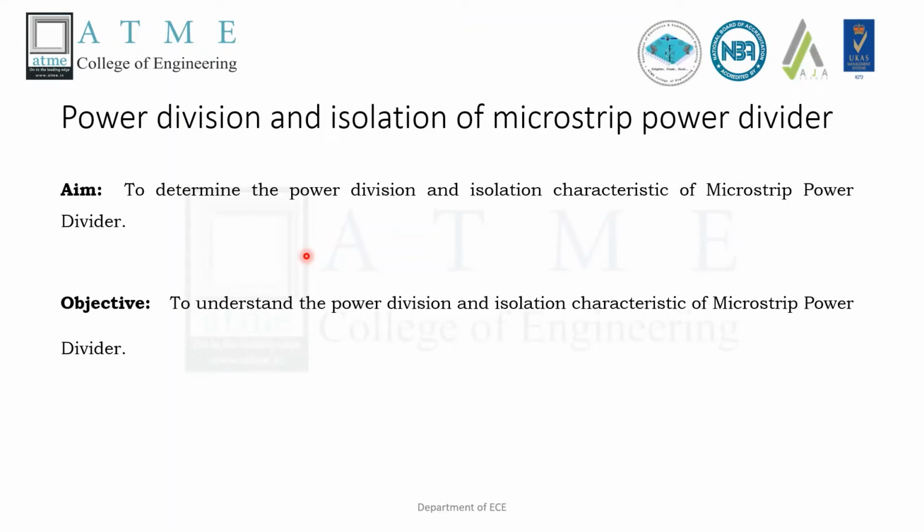I'm going to explain the experiment on power division and isolation of a microstrip power divider. The aim of the experiment is to determine the power division and isolation characteristics of the microstrip power divider. The objective of the experiment is to understand the power division and isolation characteristics of the microstrip power divider.